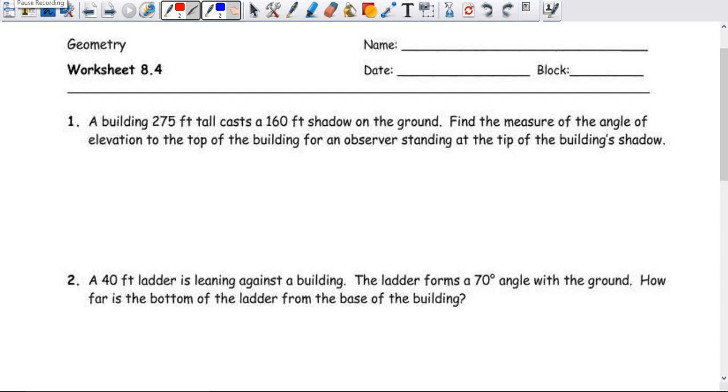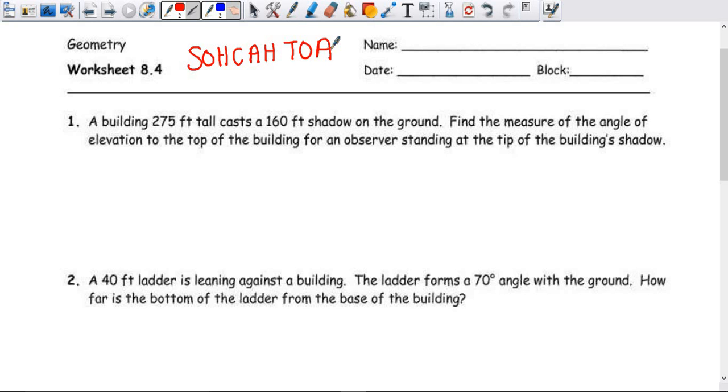All right, the last section of chapter 8 we have is 8.4, which is really just going to be word problems with right triangle trig. So we still need to remember our SOHCAHTOA, and then we're going to learn a few keywords that will show up in these problems.